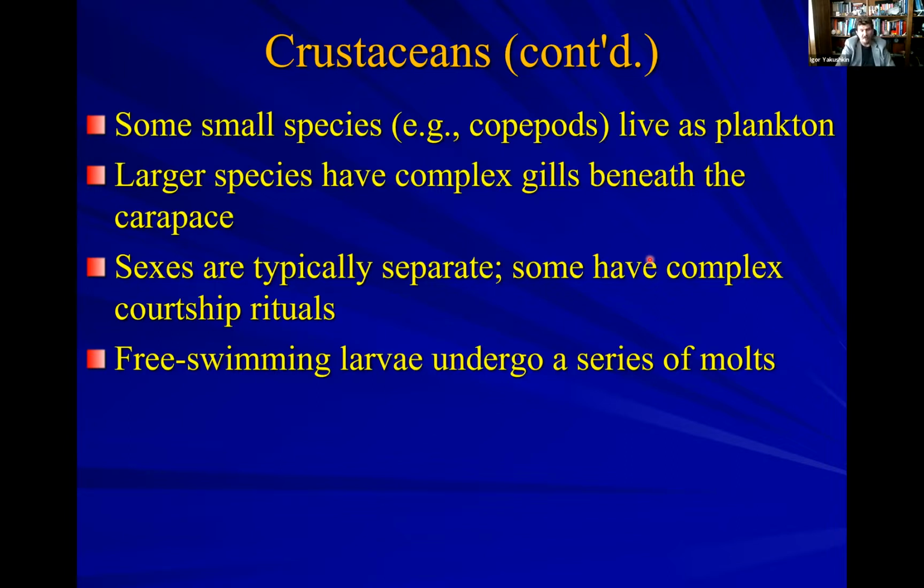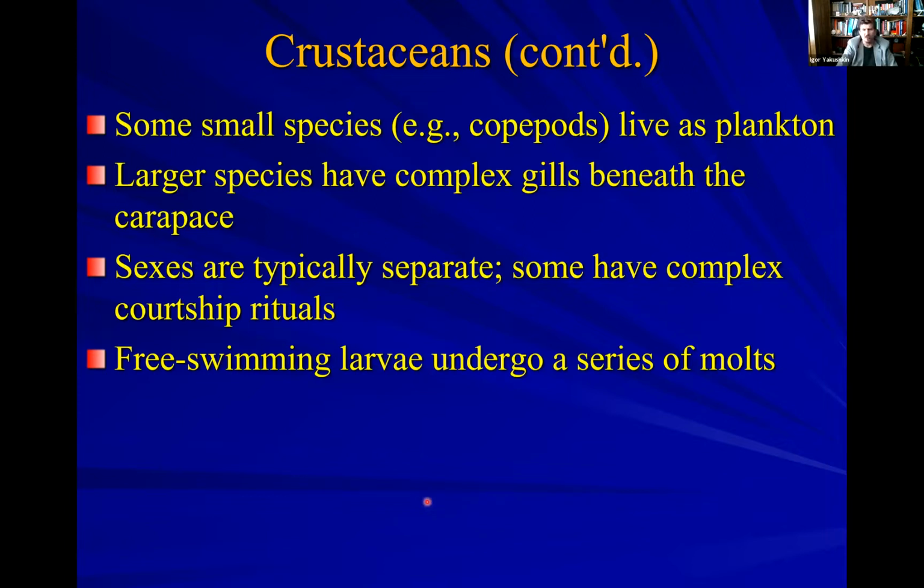After the eggs will be carried by the female, the eggs will hatch into free-swimming larvae, and then the larvae go through a series of ecdysis, molts, and become a smaller creature which grows and grows until it reaches the adult size.